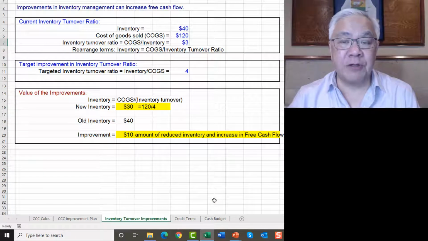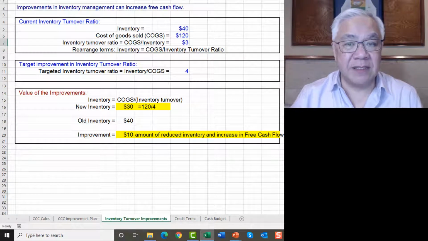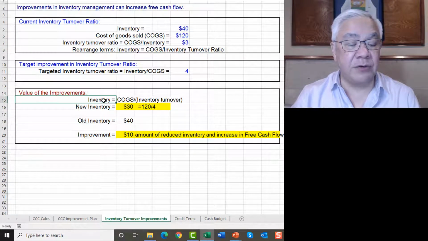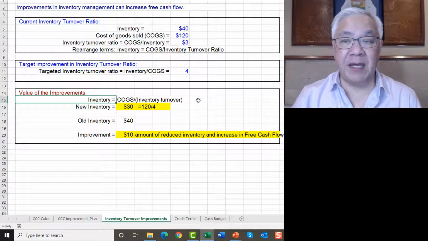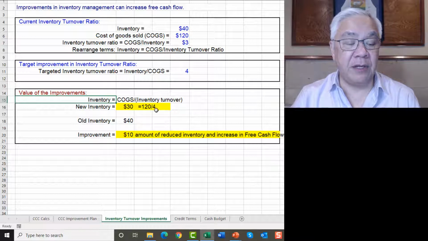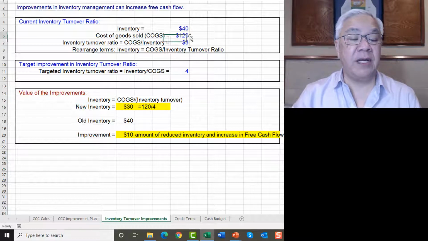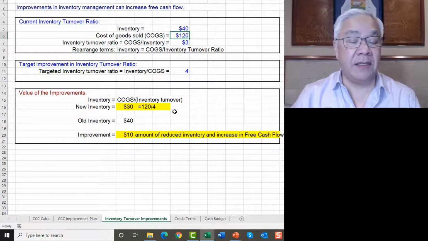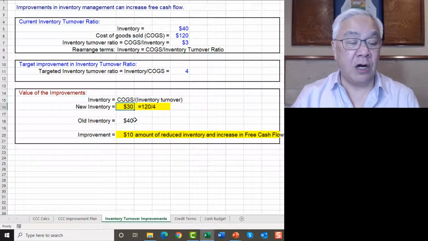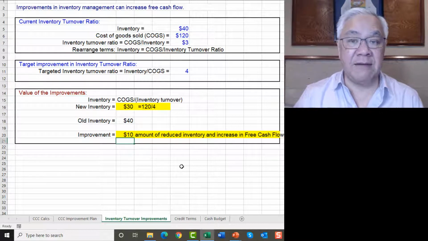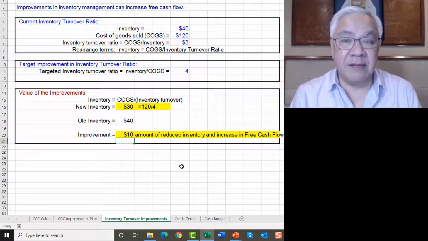All right, the bottom portion simulates the results if we're able to make that improvement. So inventory equals COGS divided by inventory turnover. And so new inventory would be 30, which represents the COGS, which is 120 right there, divided by the inventory turnover we're targeting, which is 4. So we would have 30 as our new number. Our old number was here, 40 million, and therefore we'll save $10 million in reduced inventory.